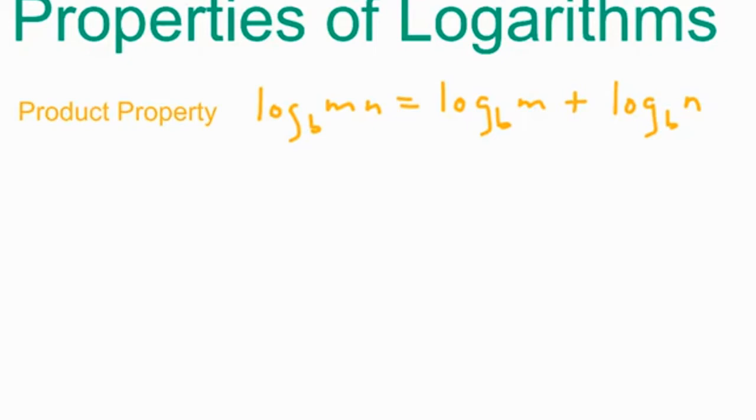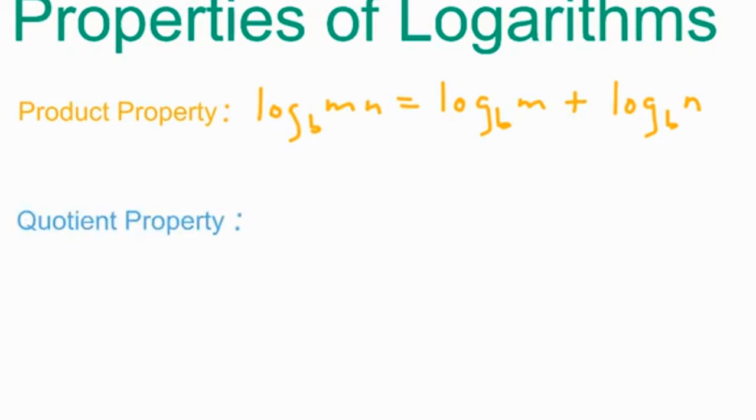We turn this into an addition problem. And look what we're adding. We're adding two logs. But since logs are exponents, it's kind of like we're adding exponents. Wait a minute. When do we add exponents? That's right, in a multiplication problem. When multiplying, you add the exponents. And so we're just trying to show you that this product property really comes from a property of exponents.